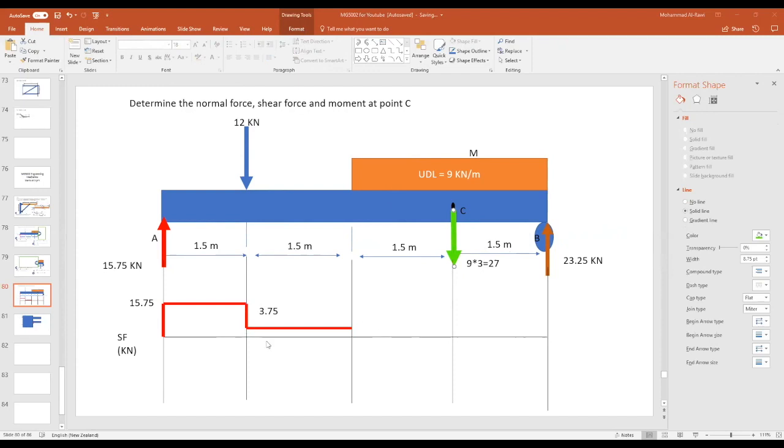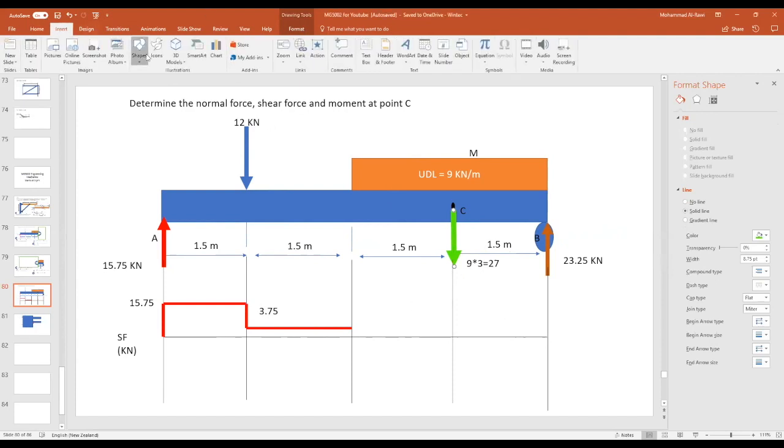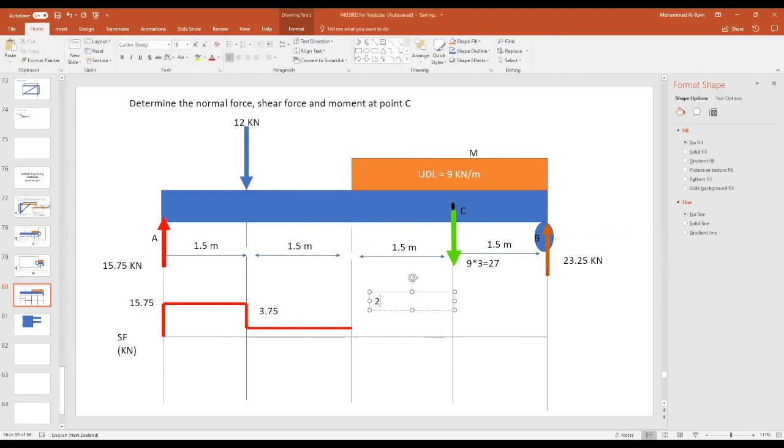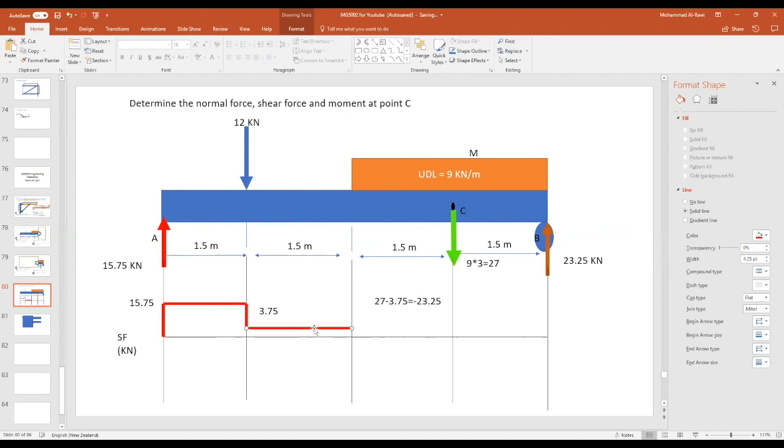What do you have? Look carefully here, guys. You have 3.75 minus 27. What's the remaining of that, please? So I'll write it down so you can give me the answer to help me. This will be 27, from the UDL, minus 3.75, is equal to minus 23.25. Thanks a lot. That's the number. So see now where my line is taking me.